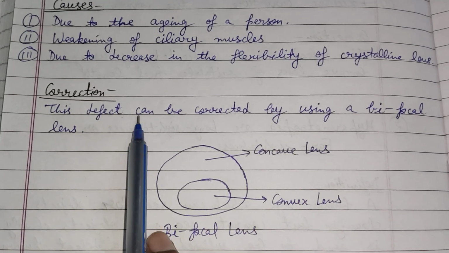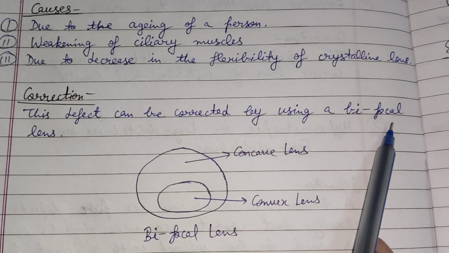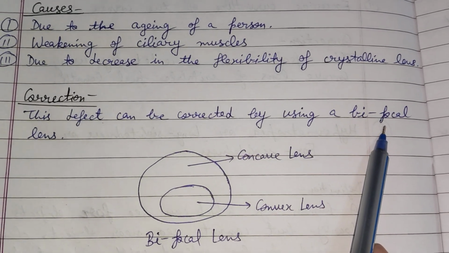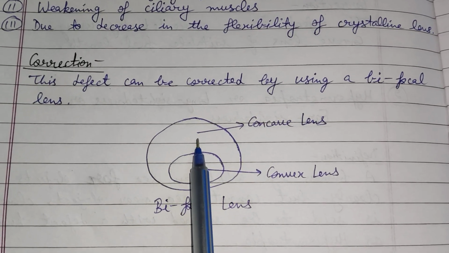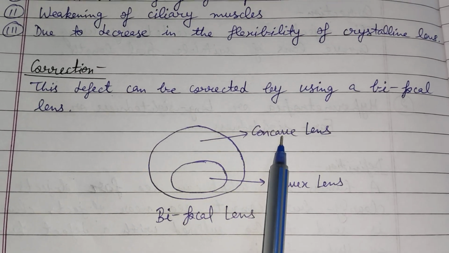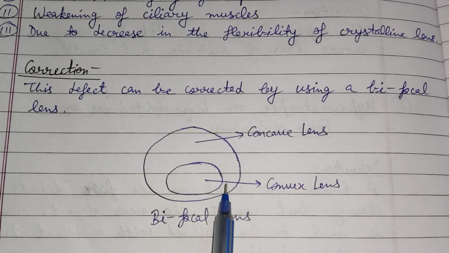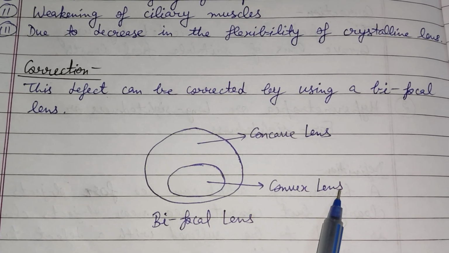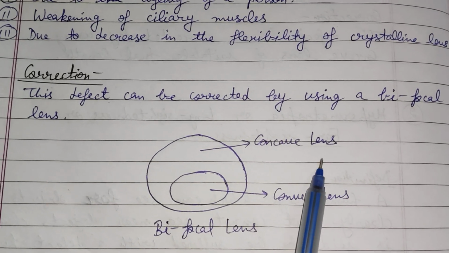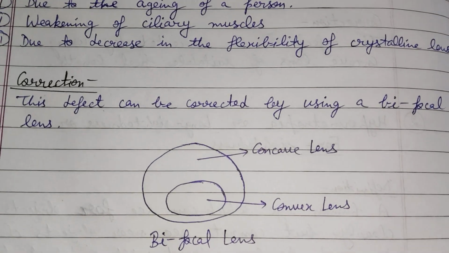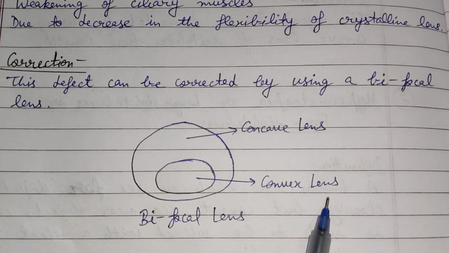Now this defect can be corrected by using a bifocal lens. A bifocal lens is a mixture of two lenses, you can say. This is a bifocal lens in which the upper part has the concave lens and the lower part has the convex lens. The concave lens is used to see the far off objects, and the convex lens we use to see the nearby objects.